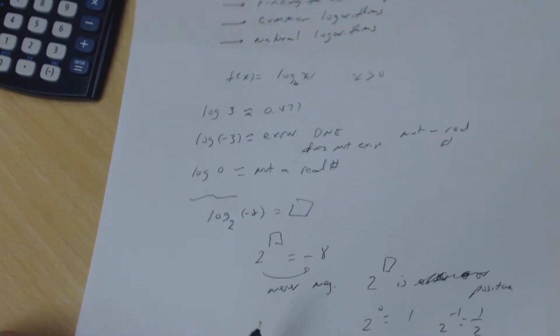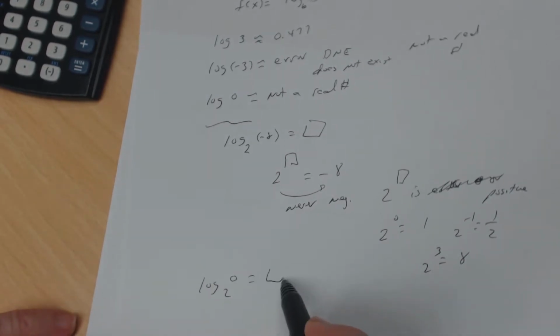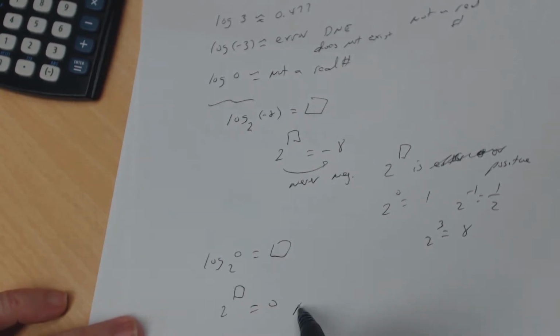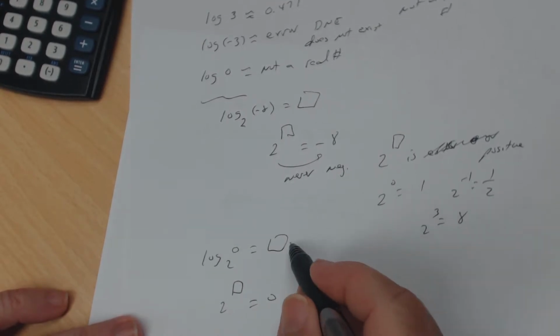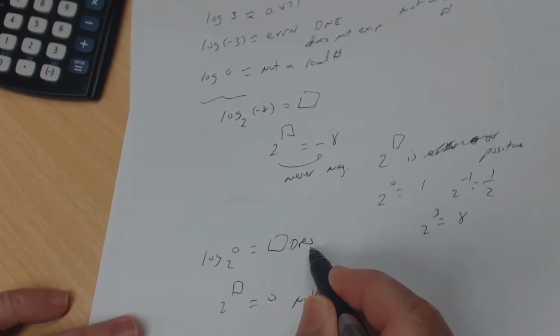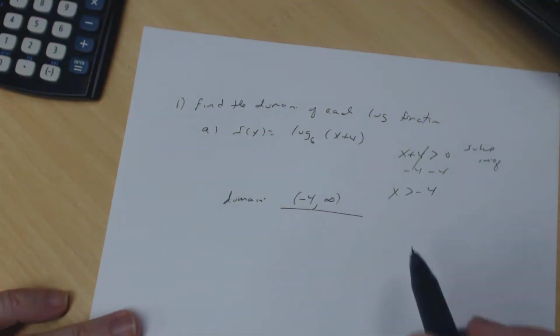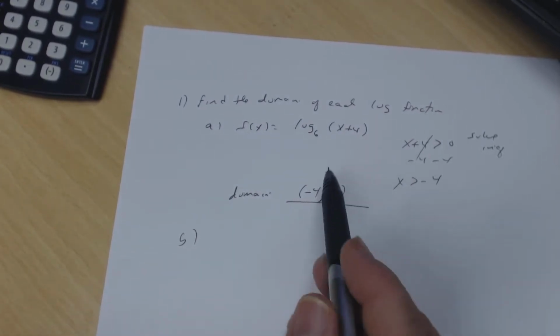Kind of like if we went back here, the log of 0 base 2. Let's see if this makes sense. Is it possible to take the log of 0 base 2? Well, 2 to what power is 0? There isn't any. 2 to no power is ever going to be 0. That's not possible. So this does not exist. All right, so it's strictly greater than 0. So that's the domain.